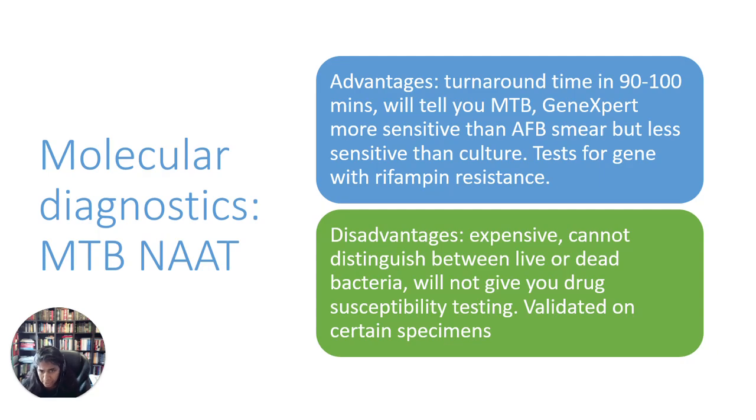Some of the disadvantages: this test is expensive. It is just detecting molecular material, so it cannot distinguish between live or dead bacteria. So if you're seeing someone during their treatment course, the MTB-NAT may still be positive, and that just may reflect dying bacteria. And so you need culture there to distinguish whether it's viable live bacteria versus dead bacteria. The molecular diagnostics will not give you drug susceptibility testing other than the information about rifampin resistance. So we need the culture to then grow and then be sent off for drug susceptibility testing. This test is also validated only on certain specimens, so it cannot be used everywhere, for example, on blood.